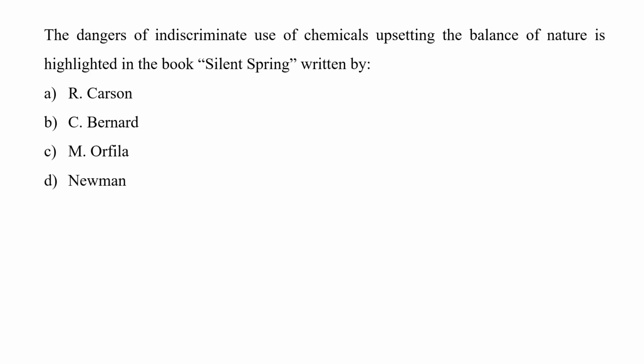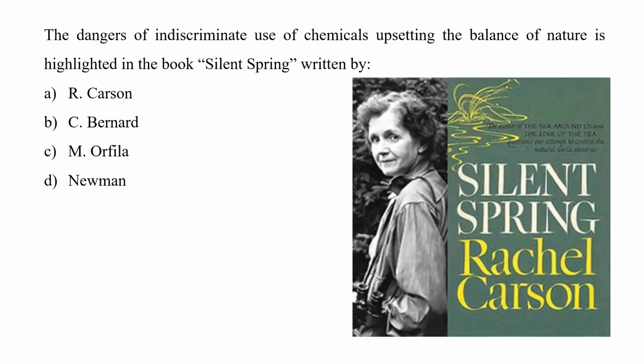The question says the dangers of indiscriminate use of chemicals upsetting the balance of nature is highlighted in the book Silent Spring written by. So four options are given. The book Silent Spring is written by Rachel Carson. It was an environmental science book published on 27 September 1962. This book demonstrates the dangers of indiscriminate use of pesticides, that is, upsetting the balance of nature. So the correct option is option number A, R. Carson.